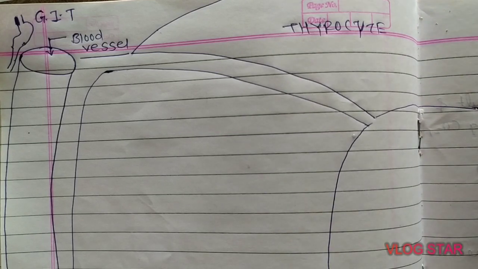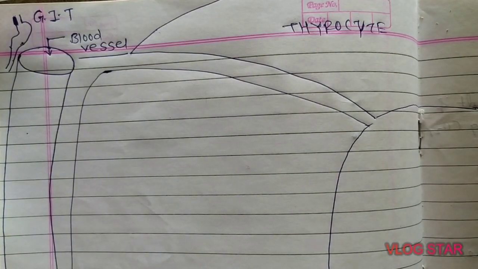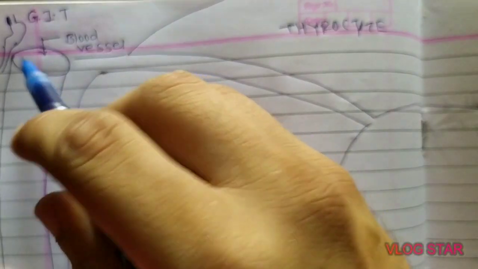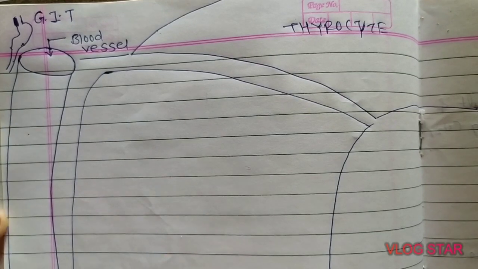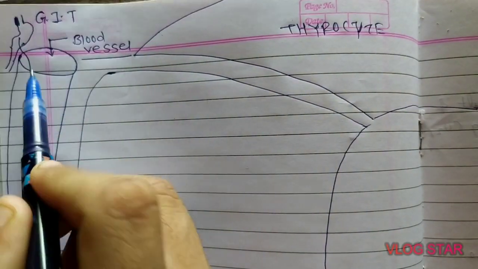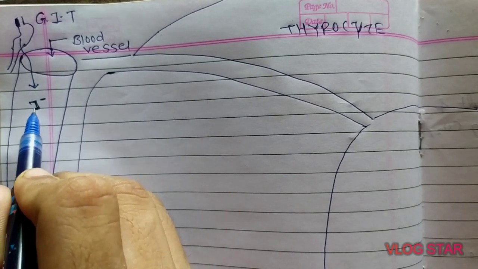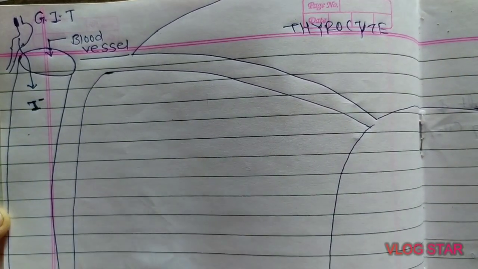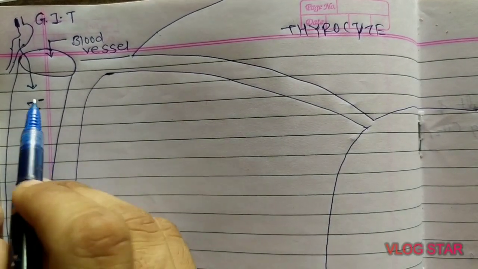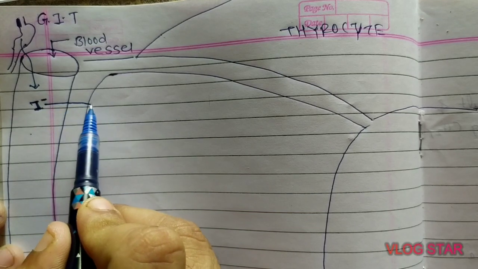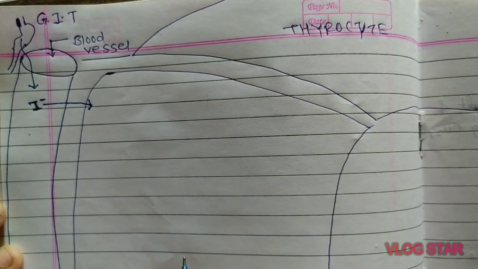The major source of iodide is the gastrointestinal tract. So from the GIT, iodide comes into the circulation. Once the iodide enters the bloodstream, this iodide has to be taken up by the thyrocyte, so this iodide further goes into the thyrocyte cell.